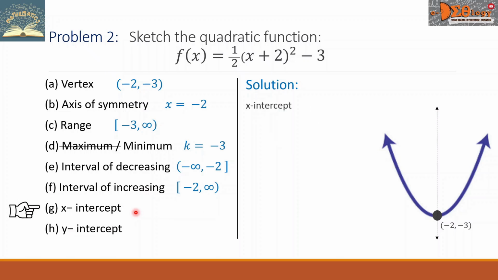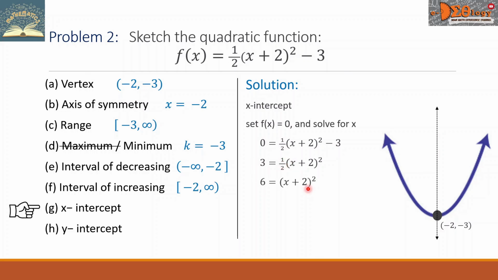X-intercept now. We're going to set f of x equals 0 and solve for x. So we have now f of x becomes 0 equals the right side values. Let us simplify and solve for x. This negative 3 we transpose to the left. It becomes positive. Then for the fraction, we cross multiply this denominator 2 to the number 3. We want to remove this power 2. We take the square root of both sides.